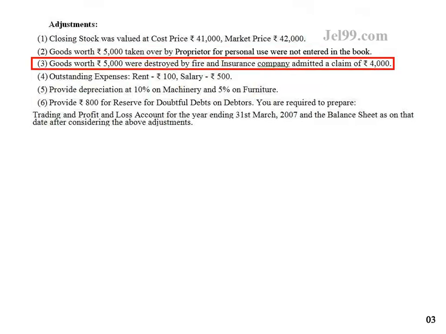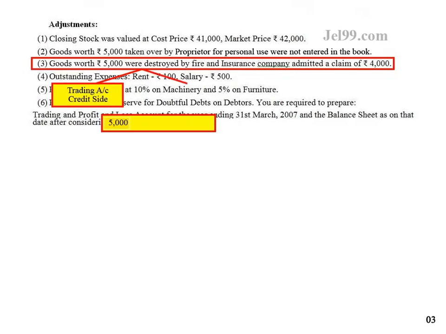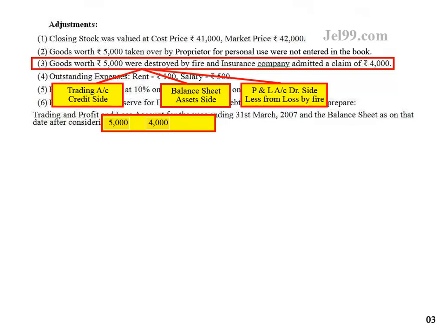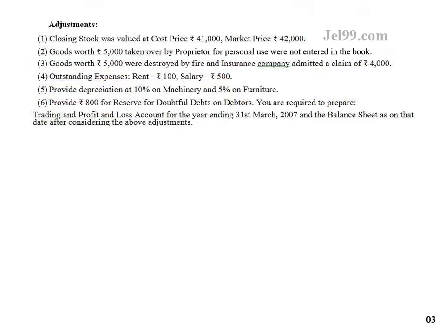Adjustment number 3. Goods worth Rs 5,000 were destroyed by fire, and insurance company admitted a claim of Rs 4,000. Hence it has three effects. First effect is trading account, credit side, Rs 5,000, and second effect is balance sheet assets side, Rs 4,000, and third effect, profit and loss account, debit side, as less from loss by fire, 5,000 minus 4,000 is equal to 1,000.